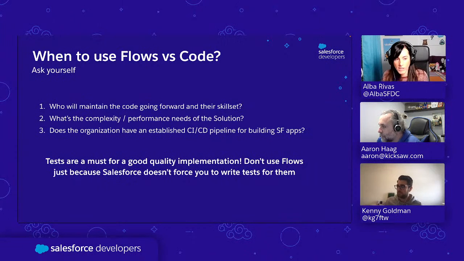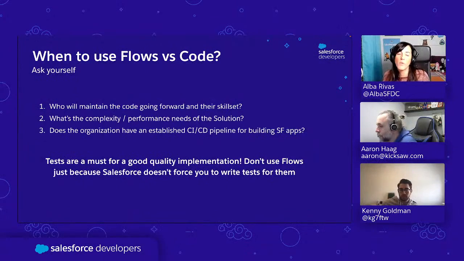The second question that you need to ask yourself is what's the complexity of the solution that I want to build, right? We saw that there are a ton of things that we can do in Flow, but also that in Apex we have more complex structures, we have classes for implementing encryption, as Aaron showed before. We have batch Apex and we have other tools that may be more suitable when you are writing a higher complexity solution. And the third question is, does the organization have an established CI/CD pipeline?